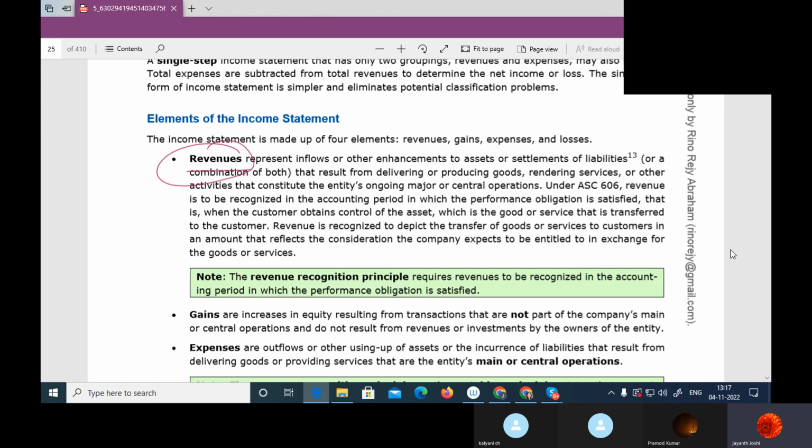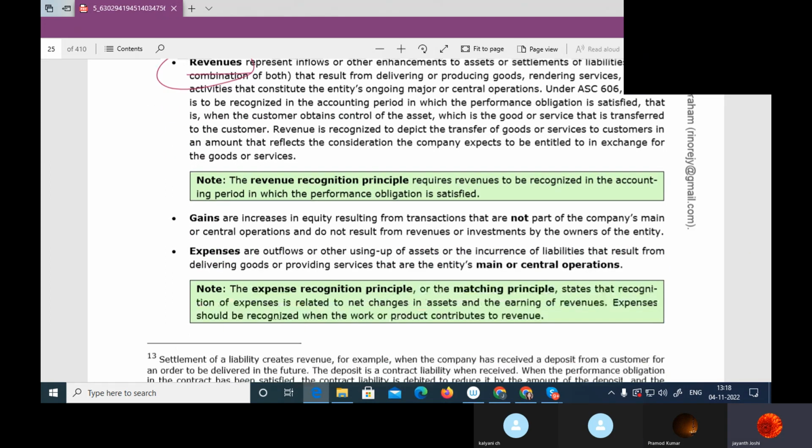So under revenue, what happens? You produce goods and you sell goods, or you give services to someone. In either case, you charge some money to them, and that money which you charge is revenue. If all the expenses are deducted from that, it becomes the profit. Correct? So revenue is nothing but the cash inflows generated in the normal course of business through the operating activities of the business. Correct? Now, here there is a point under ASC 606.